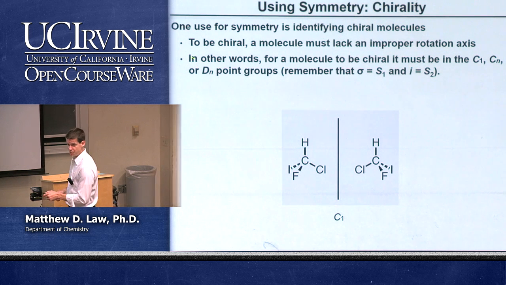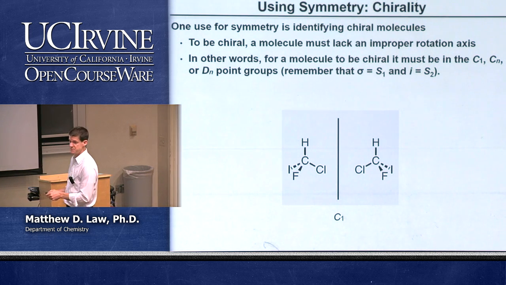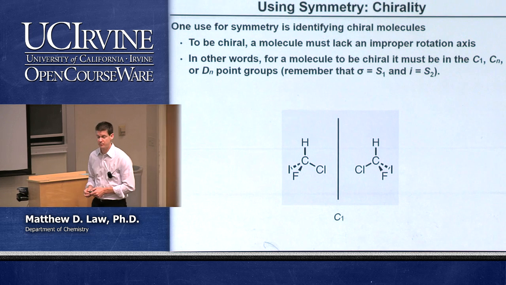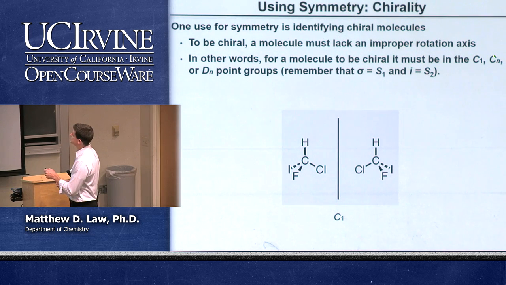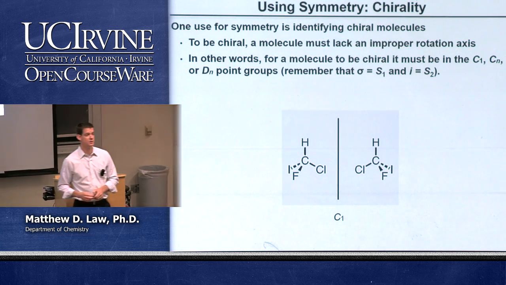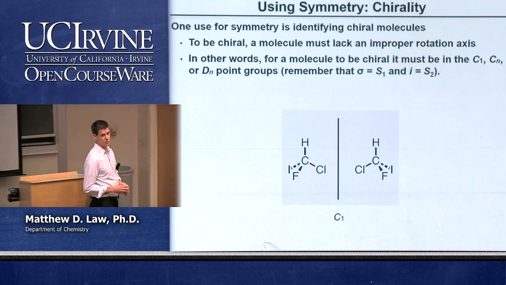What does that mean for our point groups? What point groups lack improper rotations? We have to be in the C1, the Cn, where n can be anything, or the Dn, where n can be anything, point groups. The pure rotation point groups.